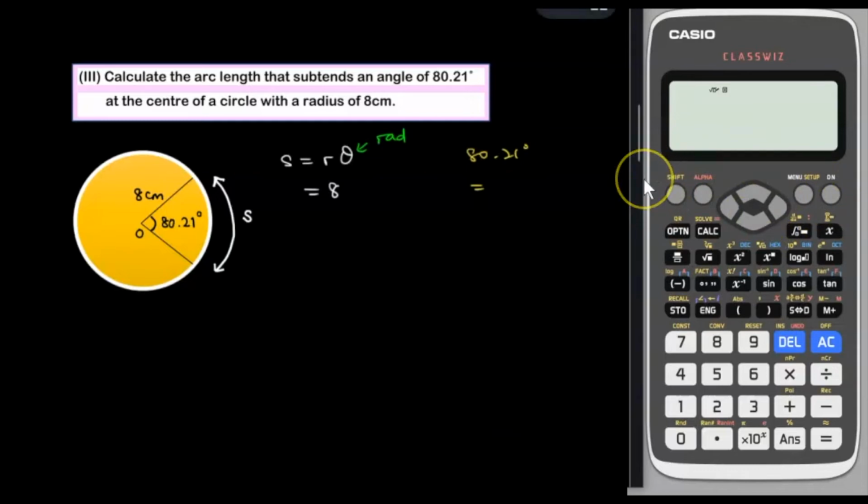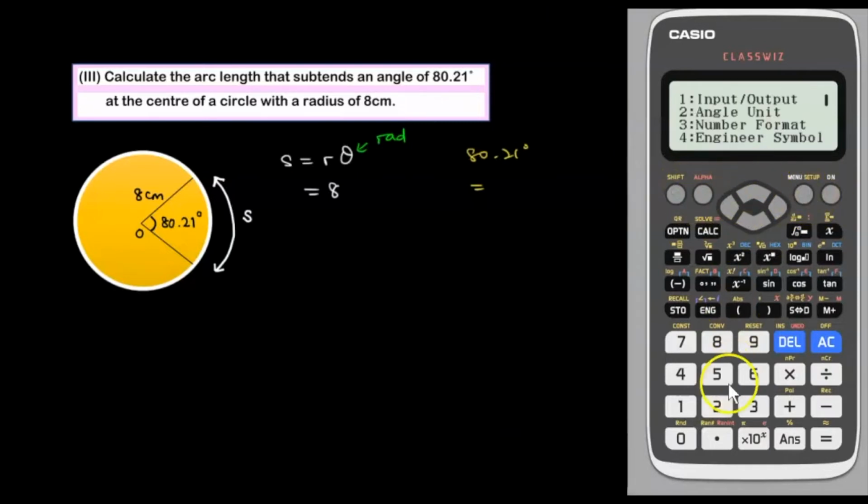So first, we want our answer to be in radian, okay? So I'm going to set it as radian. So press shift and then setup and then press 2 angle unit and then radian 2, okay? So now we see the R here. So now our Casio Classwiz answer will be in radian. Okay, so the question is 80.21 degrees.